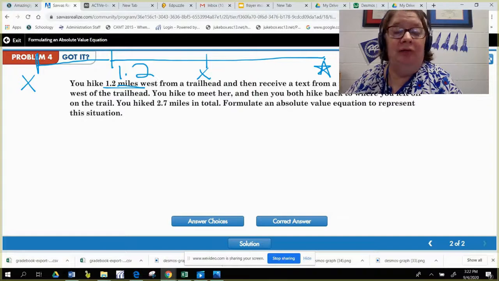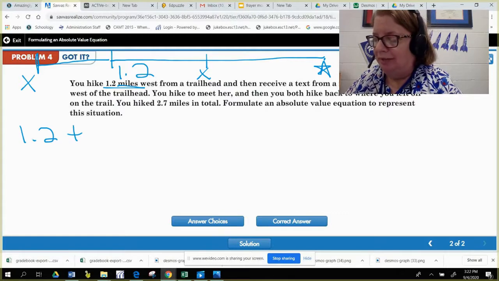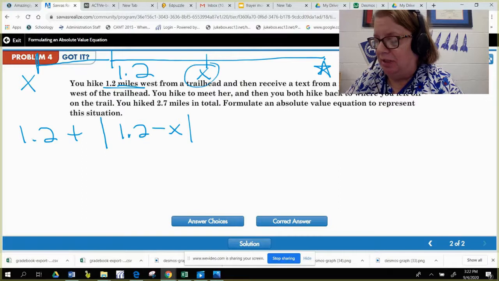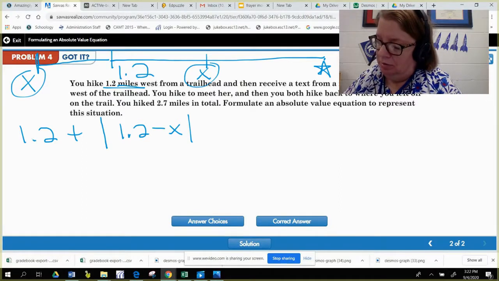So how far did you hike first? 1.2 miles. Then you hike to meet your friend. That's going to be the difference of this, 1.2 minus x, the difference between your 1.2 and your x, whether your x is on this side or this side. Then you hike back to where you were. So that's this distance again.